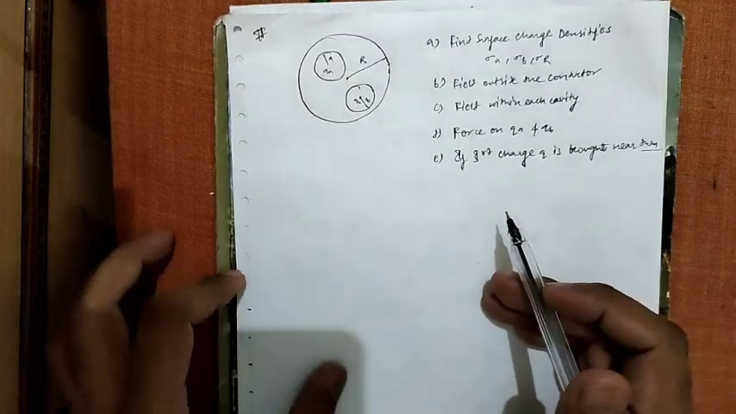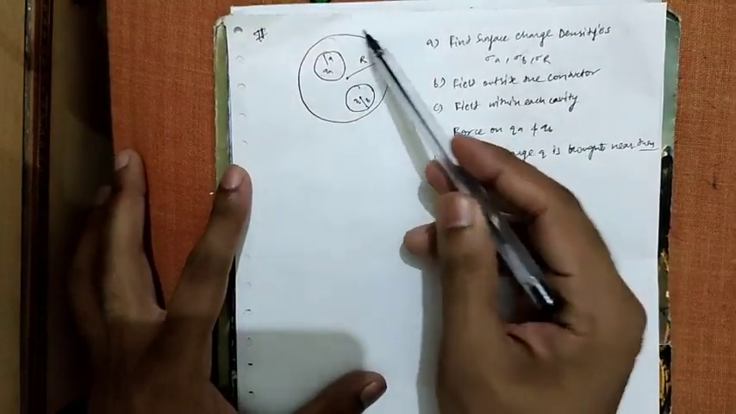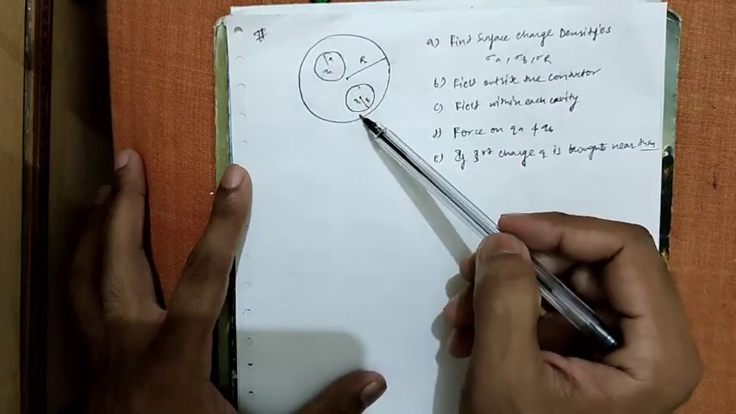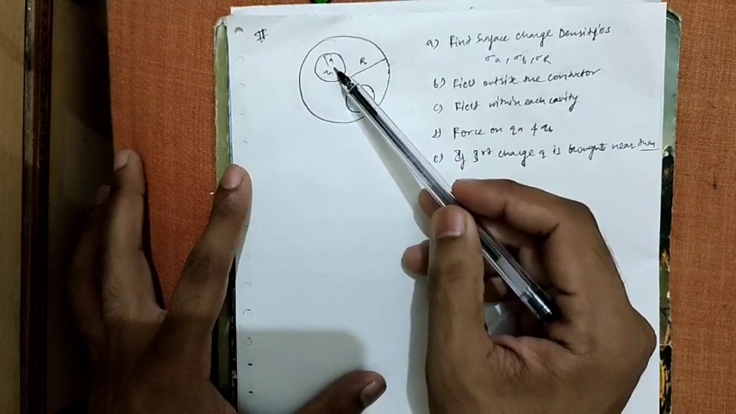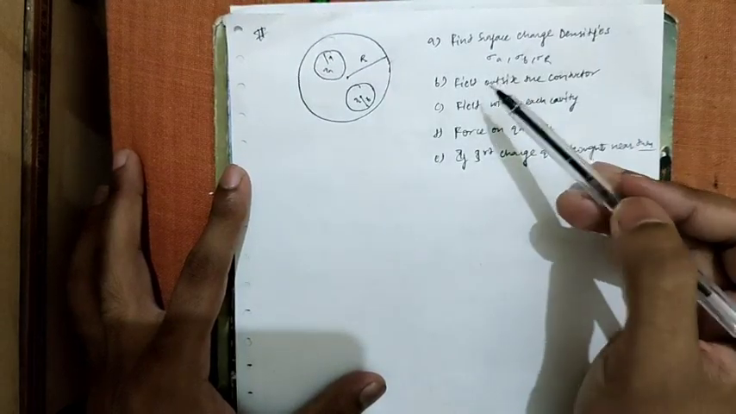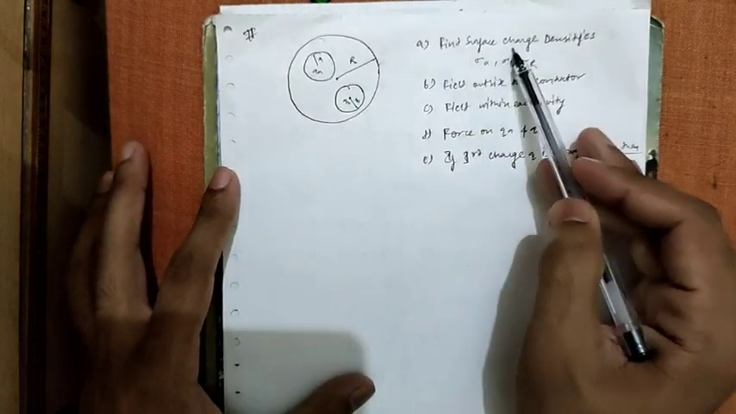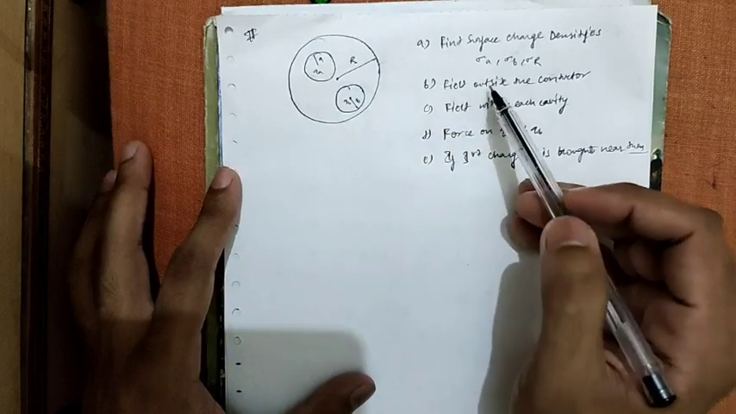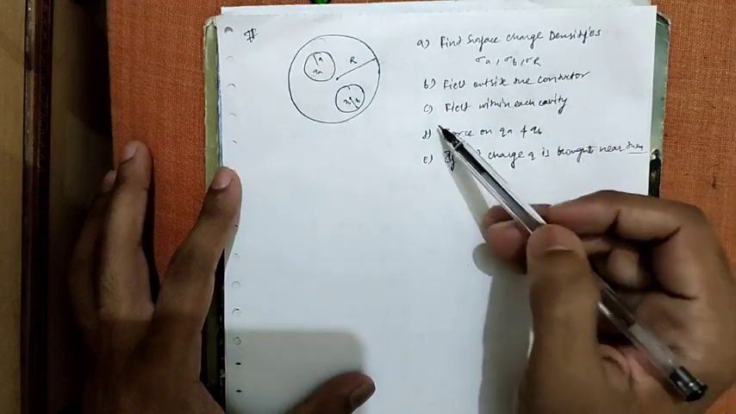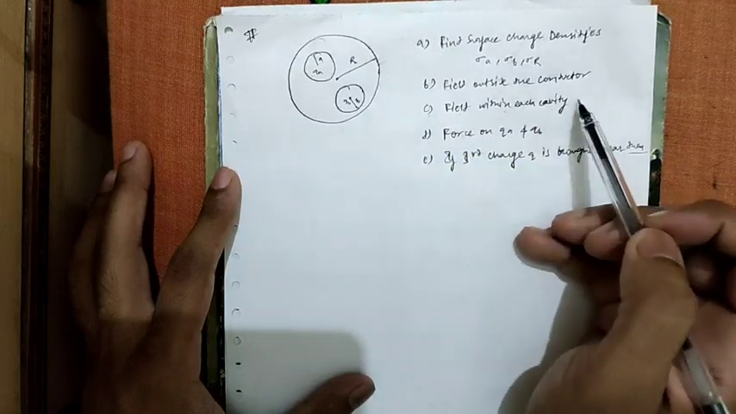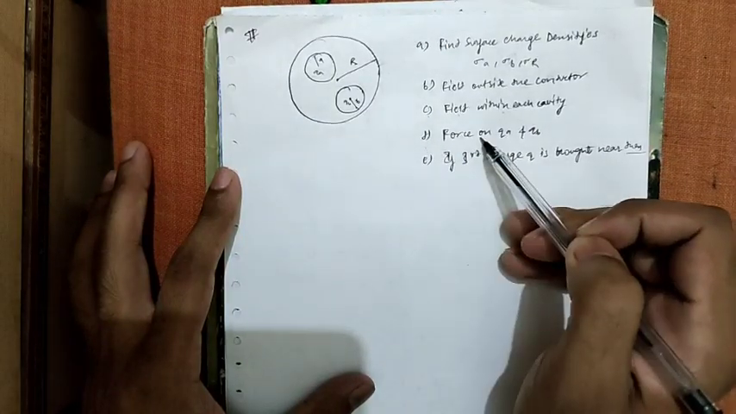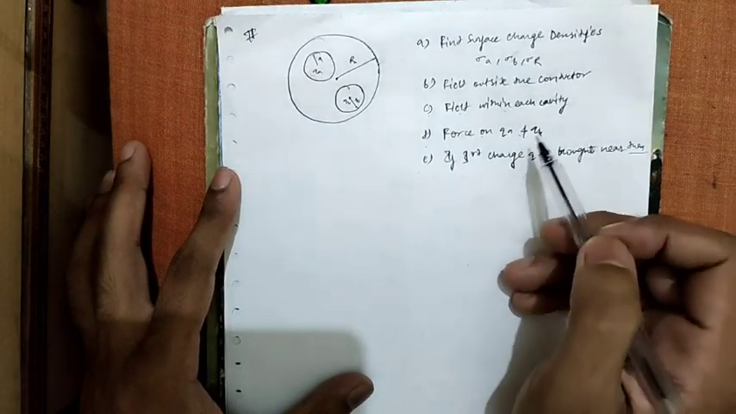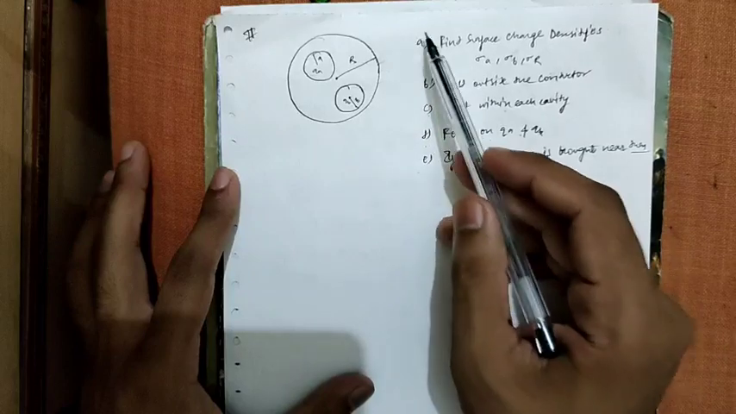Now let's move on to the second question, which is: consider a metal sphere of radius r in which we have two cavities of radius a and radius b. Each has a charge qa and qb respectively. What we have to find: first, the surface charge density at a, b and r. Second, the field outside the conductor. Third, the field within each cavity. Fourth is the force on qa and qb. Last one is that if a third charge q is brought near this metal sphere, then how will all these answers change.